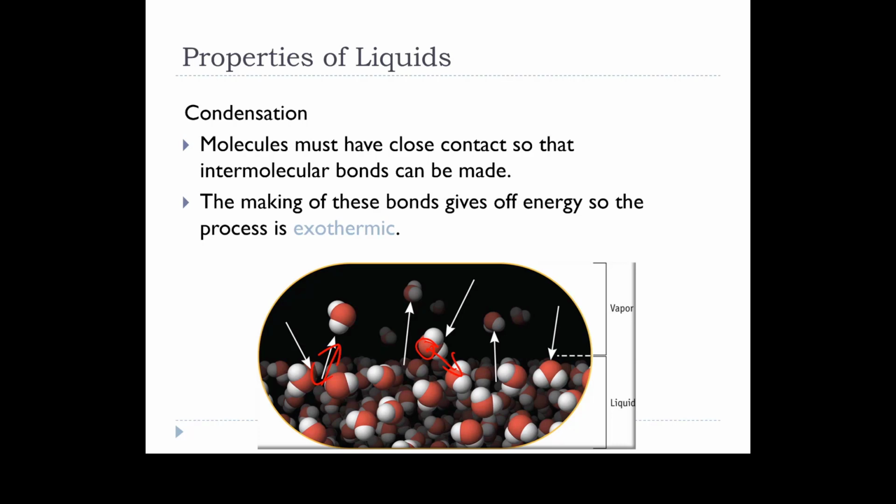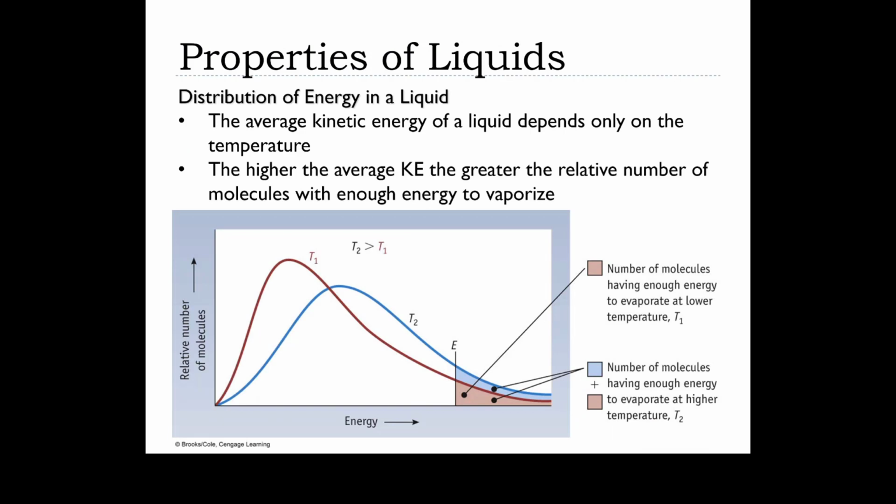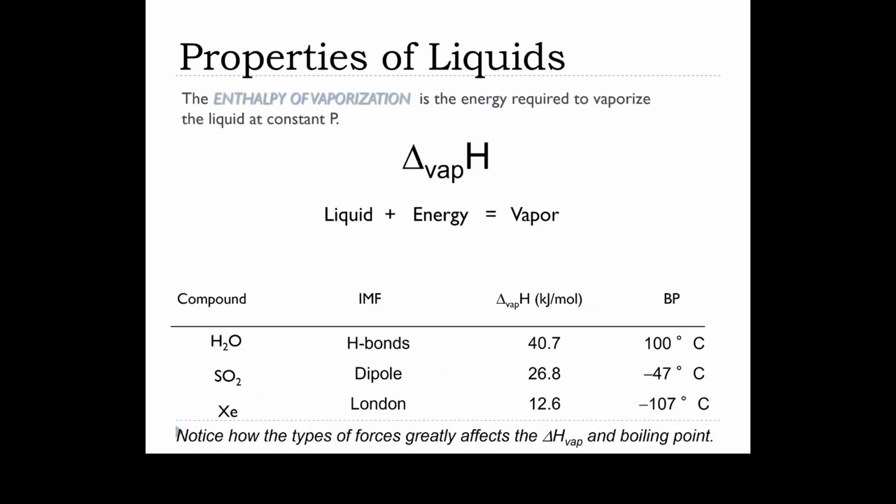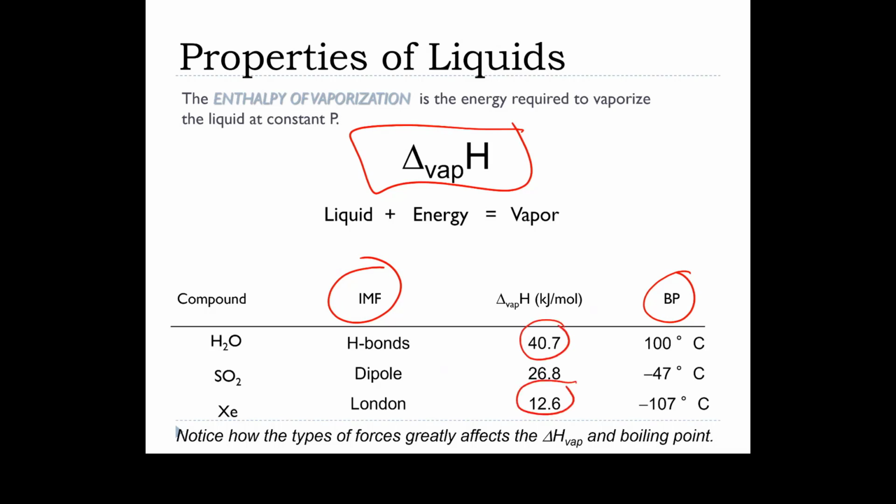There's an energy associated with that. That energy is related to the intermolecular force that's there. And we actually define that as the enthalpy of vaporization. So the enthalpy of vaporization is the amount of energy required to turn a liquid into a gas. It depends on the type of intermolecular force that's present, and it's directly related to boiling point. If you've got weak intermolecular forces, you've got a lower boiling point, and you have a lower enthalpy of vaporization.